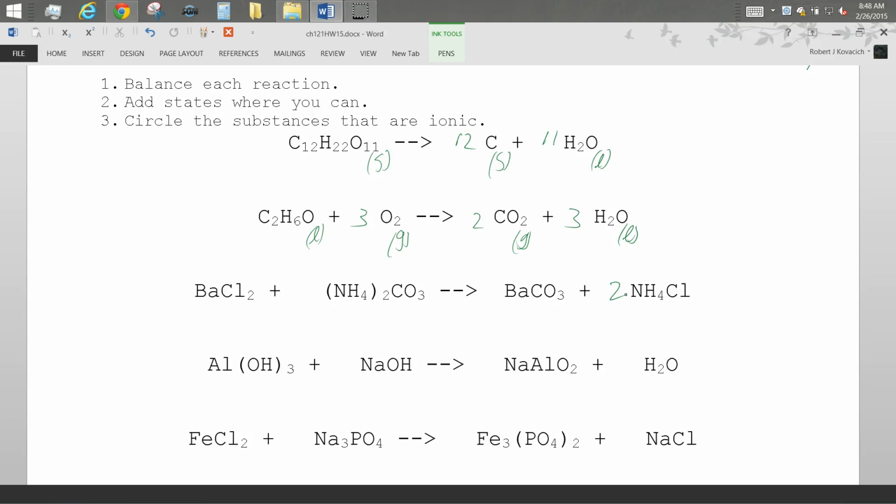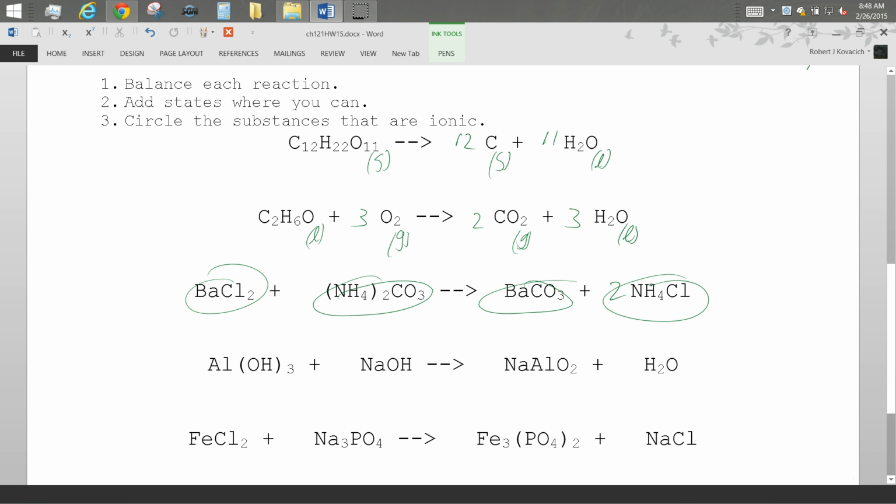Yeah, this one's actually hard. I'm going to say that this one's actually hard because, so you're correct. So first off, these are all ionic compounds. Are we okay with that? So we're going to circle all of them. And then what did we say for states for ionic compounds?